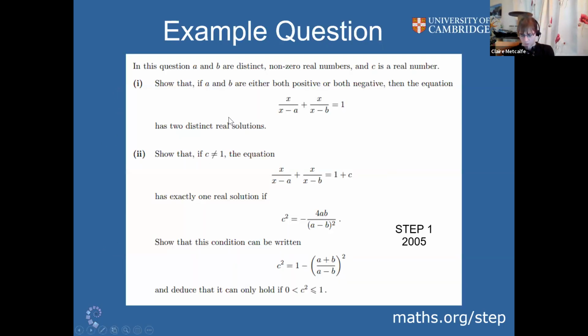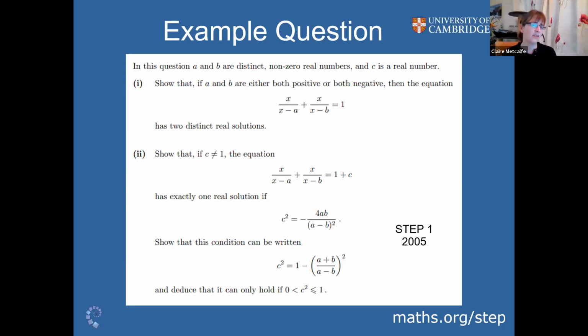Okay, I'm going to stop talking for a second. Well, I'm going to stop talking for about a minute. This is an example question. This comes from STEP 1, 2005. If you've looked at the STEP support program before, you might have seen this question before.